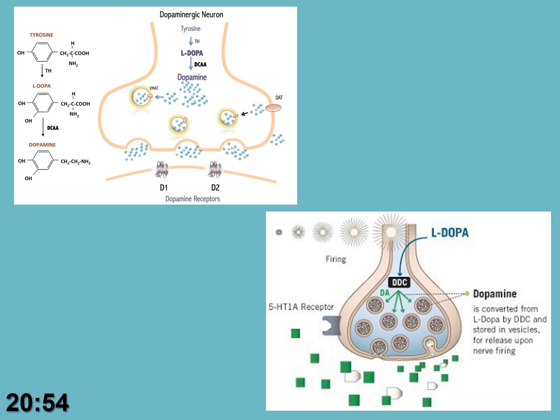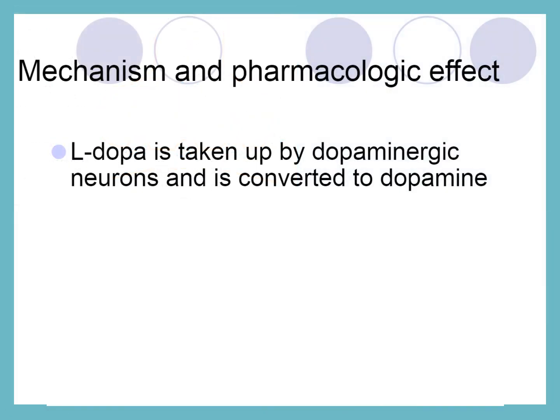So L-DOPA is a metabolic precursor of dopamine. Levodopa is taken up by dopaminergic neurons and can be quickly converted to dopamine. It can penetrate the blood-brain barrier, so it is effective, as opposed to dopamine, which is not able to penetrate the blood-brain barrier. Initially, it should be quite effective at increasing the dopamine concentration in those synapses.